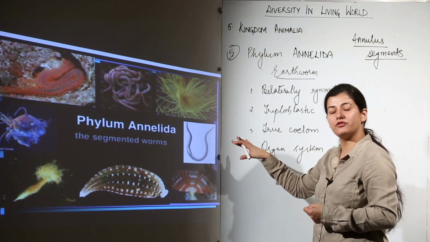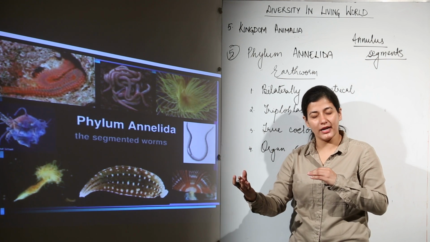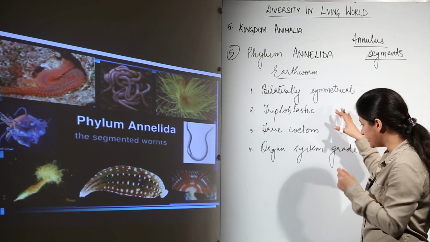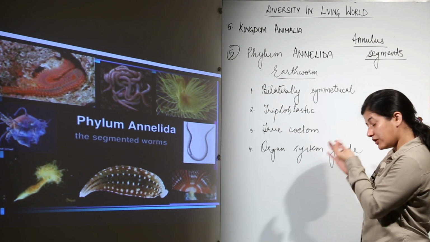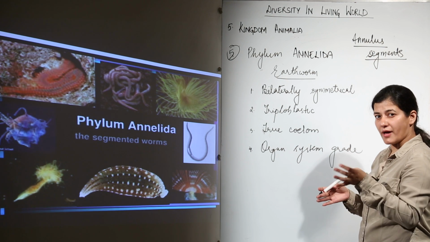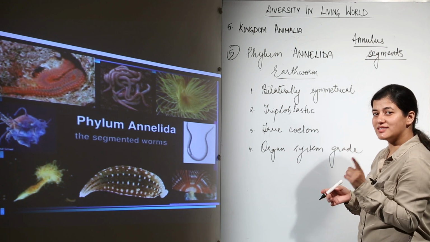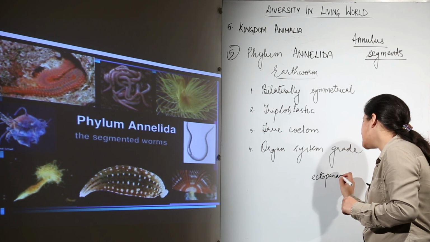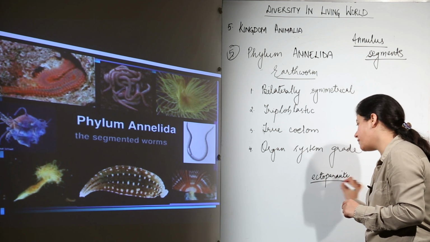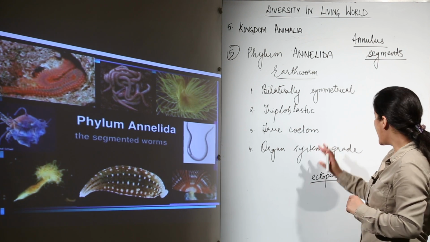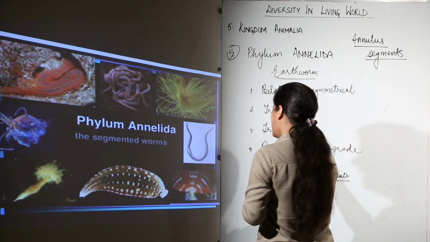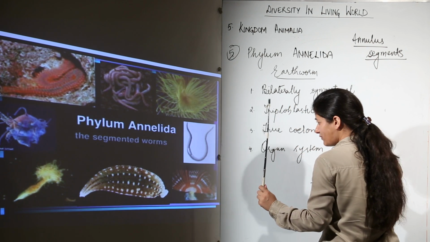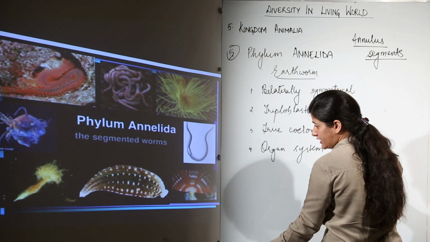Keep in mind, now what are hermaphrodites? That both male and female sexual characteristics would be found in a single organism only, as in the case of an earthworm. They have an organ system grade. They could be present free living, they could be parasitic, and the parasitic example is an ectoparasite, the blood sucking leech. That we have. And we have an aquatic example as well, that is Nereis, that you see over here. This is Nereis, this is earthworm, this is the blood sucking leech that we have.